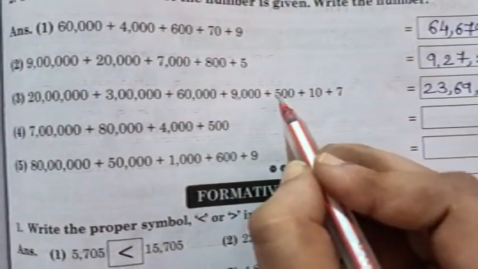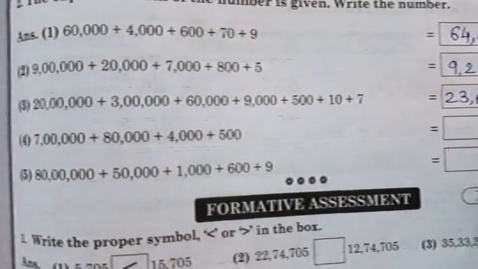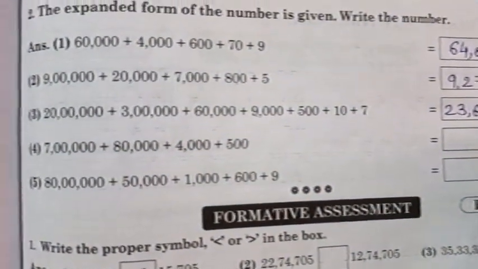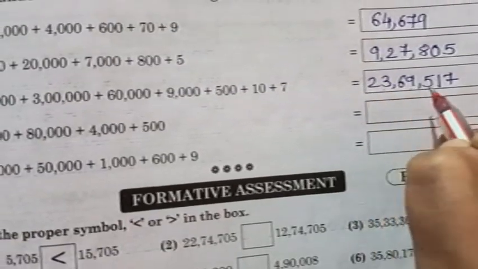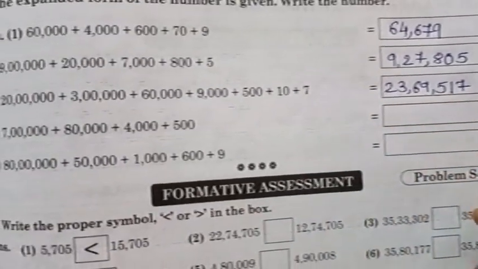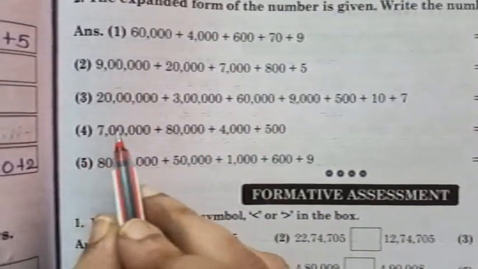Okay, 2 zeros means hundreds place, so that is 5. 1 0 tens place, so 1, and 7 as it is. Okay. So the number is 23,69,517. Clear?